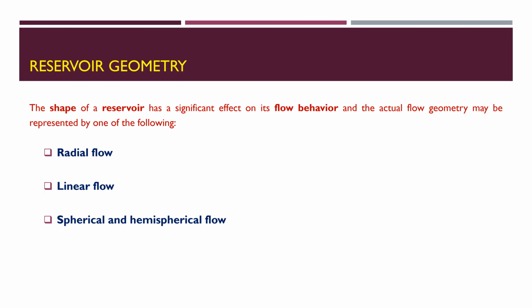So we have three main flow behaviors. In reality, there are more than this, but let's consider for the time being the three main flowing behaviors that we need to identify, which will help us in the analysis process later on: the radial flow, linear flow, and the spherical flow.